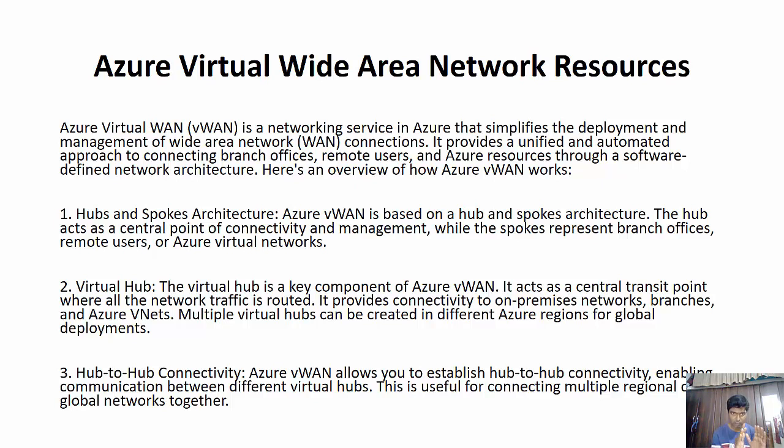So the virtual hub is the key component of Azure vWAN, the central transit point where all the network traffic is routed. Everything is routed there. It provides connectivity to all the on-premises networks, branch offices, and Azure VNets. You can also have multiple virtual hubs created in different Azure regions for global deployment.